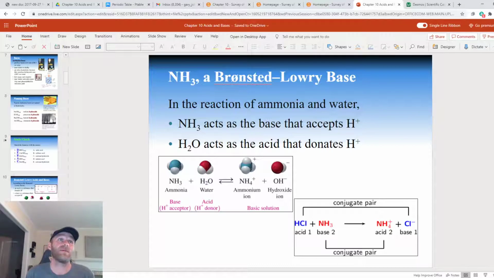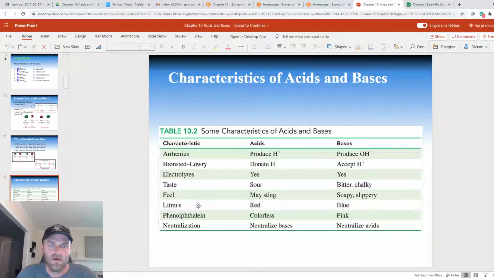And I usually remember that because of hydrochloric acid, hydrobromic acid, hydroiodic acid. They can only give the H away, so they're always the acid. Because you can see instances where the H can be given away or taken, we'll talk about that in a little bit. There are buffers and other things like that where they can do both. So this is just a little chart that lays out the different properties and characteristics between acids and bases.